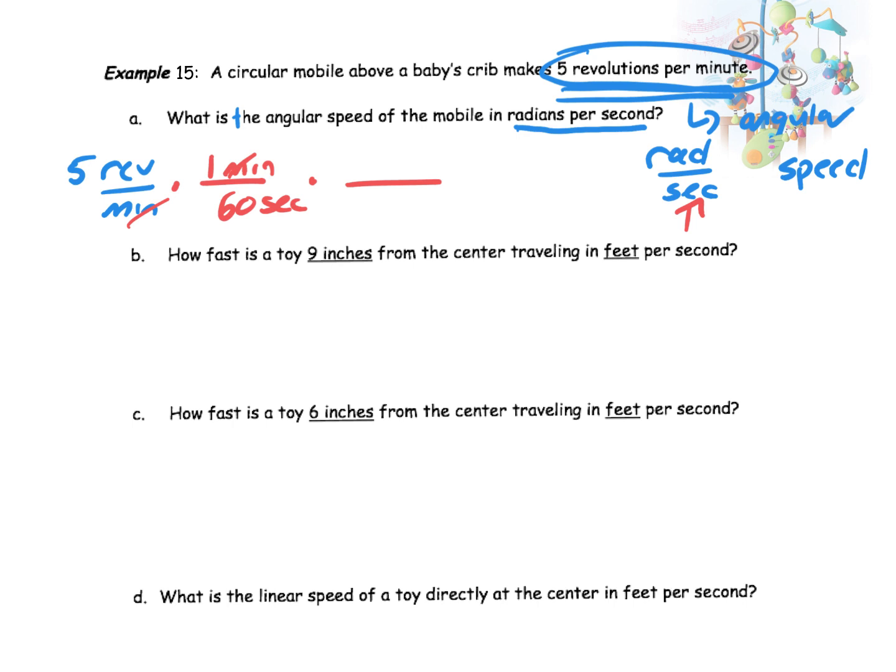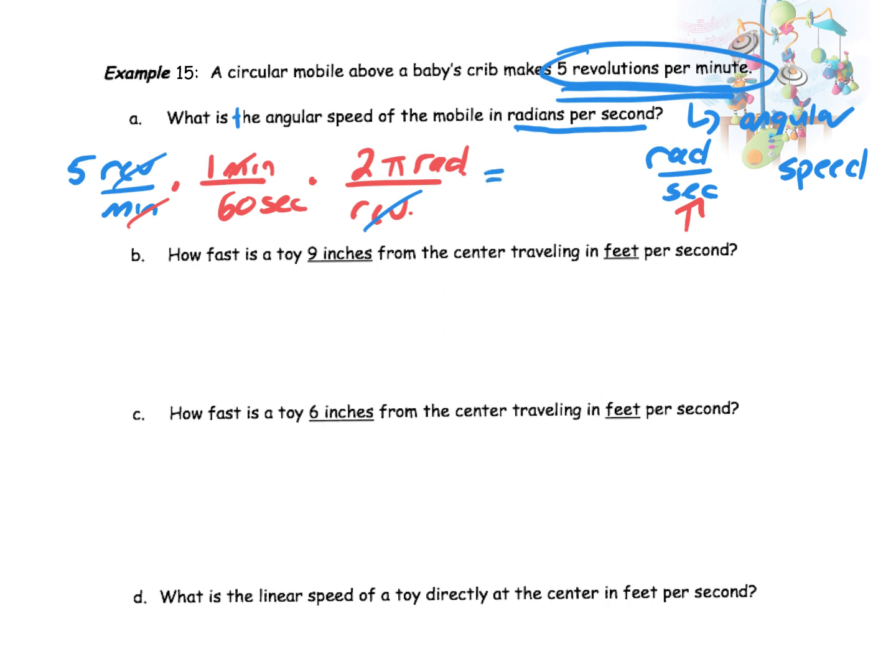So we also know that in 1 revolution, there are 2 pi radians, because that's how much it is to get around a full circle. And here we can go ahead and cancel out the revolutions, and now our units are in radians per second, which is what we wanted. And then we'll simplify this.